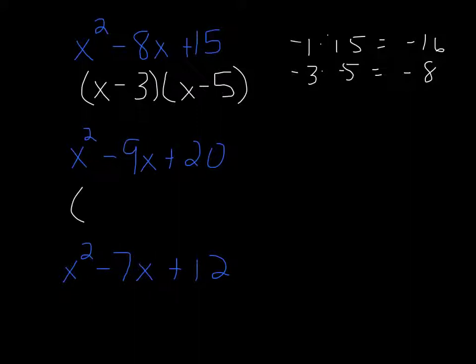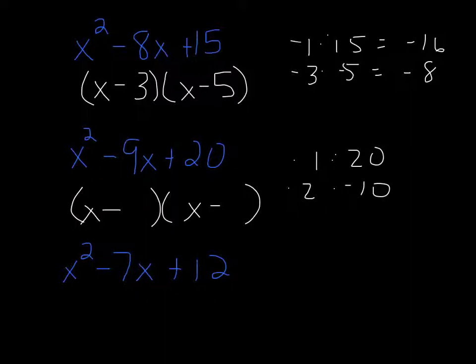Okay, next one, same thing, right? We know our x's. We know they're both going to be negatives. So factors of 20, we have 1 and 20. We have 2 and 10. We have 4 times 5. Okay, if you add those together, you get -21, -12, and -9. So we got -4 and -5.